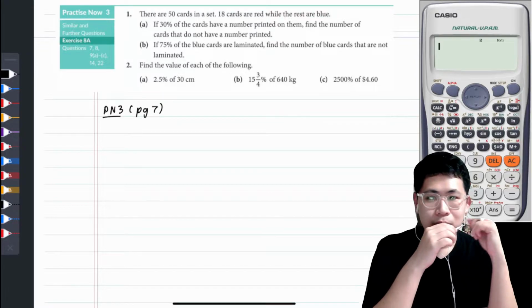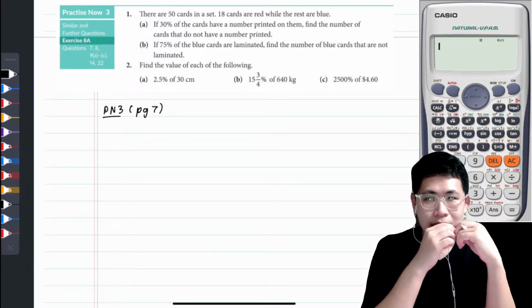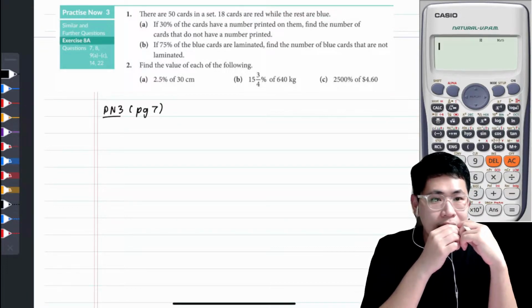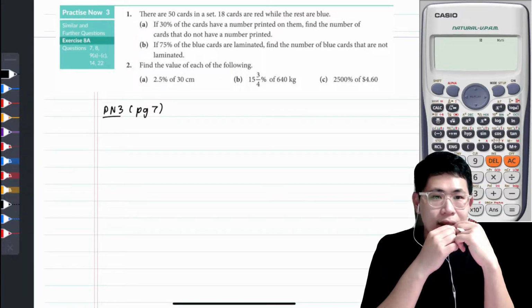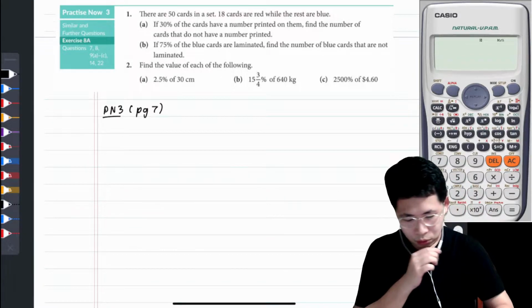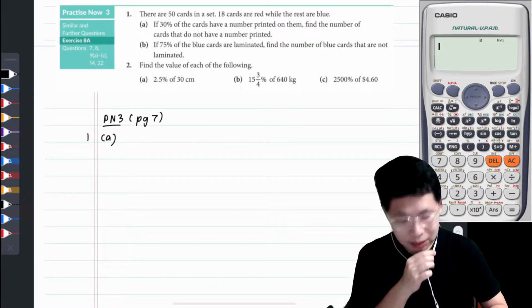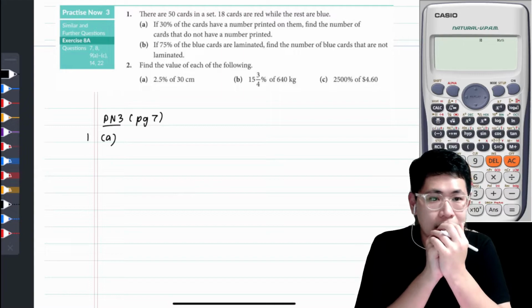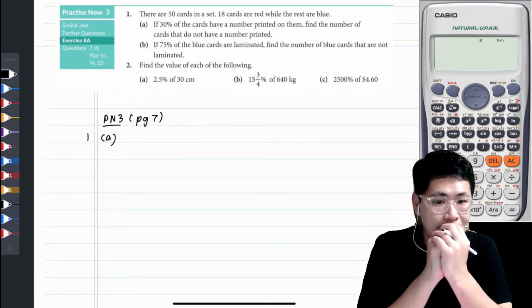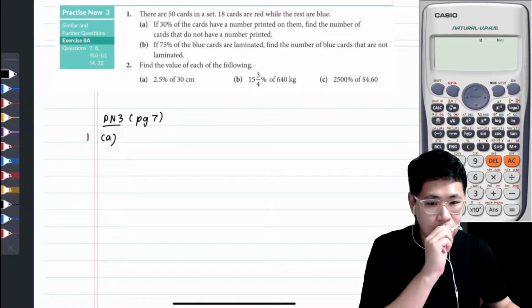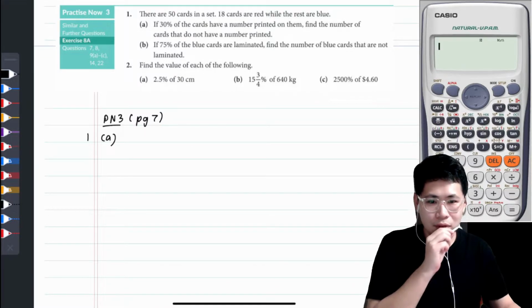Okay, practice now 3. We have 50 cards in the set. 18 cards are red while the rest are blue. If 30% of the cards have a number printed on them, find the number of cards that do not have a number printed. Very straightforward.